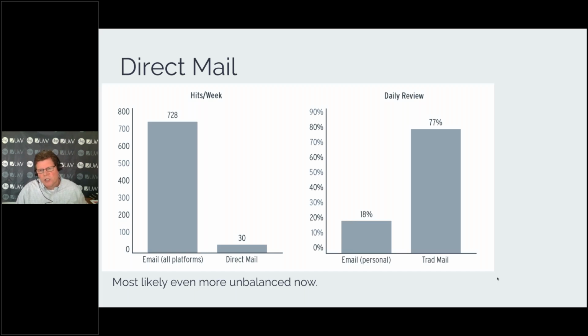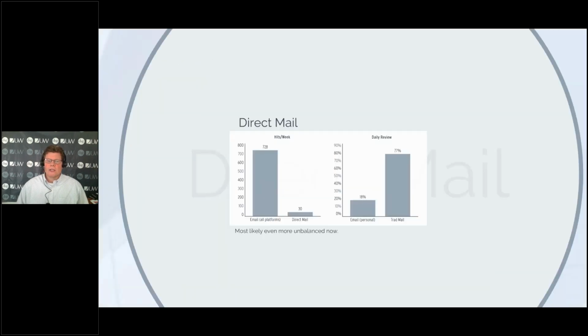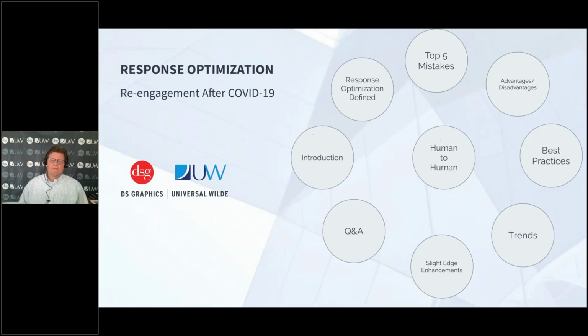Here's the other thing, daily review, as I talked about earlier, 77% are looking at their mail daily. Only 18% are looking at their non-primary email account daily. And unless it's a customer of ours, that's normally the one they're giving us. Remember from the earlier slides, we don't give them our primary email when we're just exploring whether or not to do business with a company. We give them the one that maybe we check every other day or something like that. So it's probably even more unbalanced now because a lot of the direct mail has stopped. So you've got a great opportunity there.